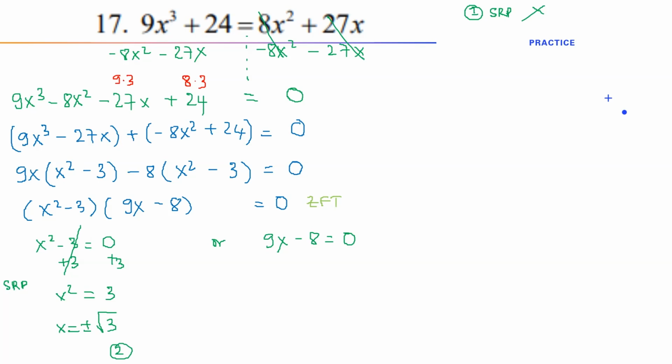So for this one, 9x minus 8, we add 8 to both sides to isolate the 9x. 0 plus 8 is 8. And then for 9x, we divide both sides by 9. 9 divided by 9 is 1, 1 times x is x. Isolate x on the left-hand side, and the right-hand side is left with 8 over 9. That's one more solution. So the zero factor applies because we can do it by grouping.